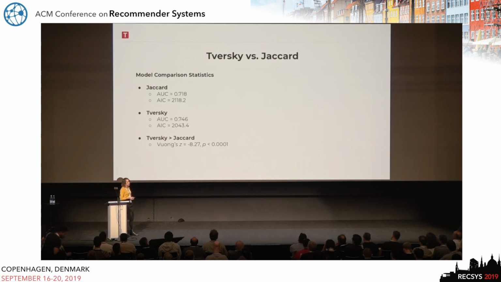When we actually performed the direct model comparison, what we saw is that the Tversky model did in fact outperform the Jaccard similarity. So we wanted to know a little bit more about why this might be the case. On the right here, I have a plot of Jaccard similarity versus Tversky similarity, and you can see that at the extremes, these metrics tend to agree. Where they differ is in these more ambiguous judgments, which is where we're getting our performance lift.